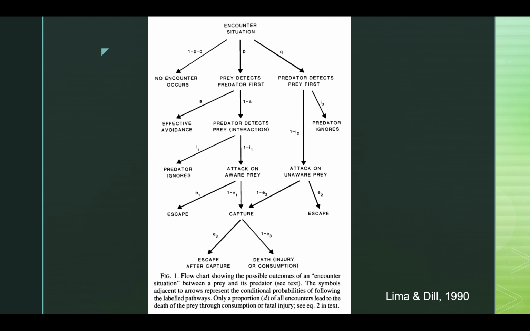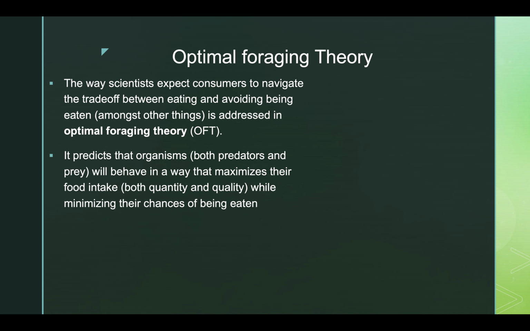Here's an example. There's a study that looked at all of these different iterations of what can happen in a predator-prey interaction. So we've got this encounter and it's literally like a flowchart. So either nothing happens, or the prey sees the predator first, or the predator sees the prey first, and you go down this line based on when the predator chooses to attack or when the prey chooses to attack, who sees who first, and whatnot.